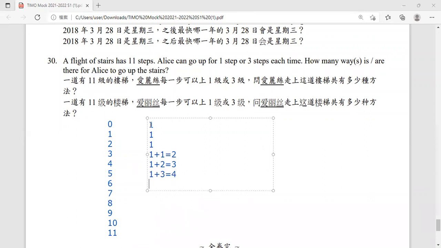And this is 2 plus 4 equal to 6. And this is 3 plus 6 equal to 9. And this is 4 plus 9 equal to 13. And this is 6 plus 13 equal to 19. And then 9 plus 19 equal to 28. And the last is 13 plus 28 equal to 41. It's just that. 44? Really?